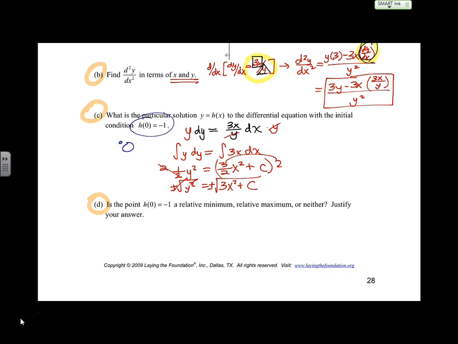Now it's time for me to plug in my, did they give it to me? Yeah, they did, and they always will. They're asking you to solve, they'll give you a clue. Go plug them in. So such that we have the point (0, -1), we have -1 is equal to plus or minus square root of 3 times 0 squared plus c.